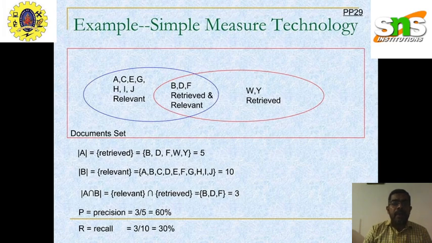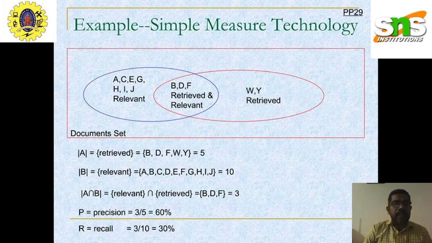Now let us take one more example. I have the relevant set: A, C, E, G, H, I, J. So these are all relevant. And the retrieved set is W comma Y. And the common space, the retrieved and relevant, is B, D, F.